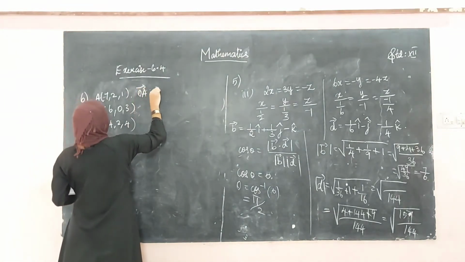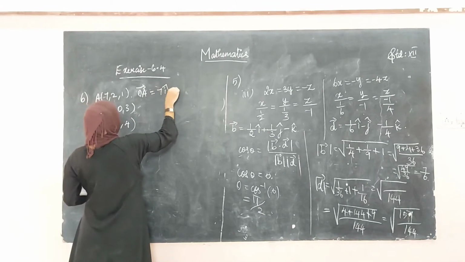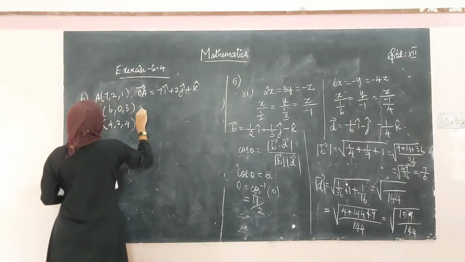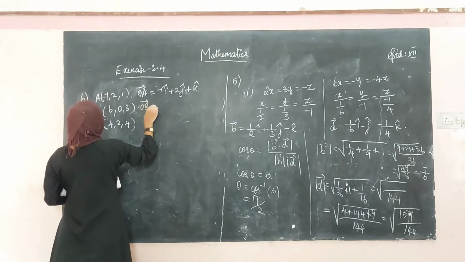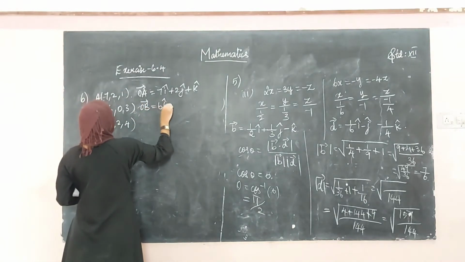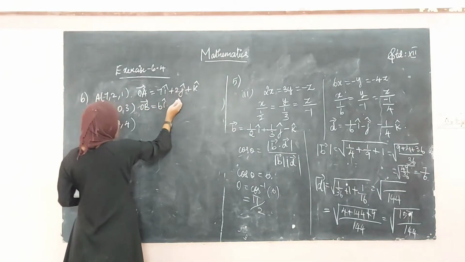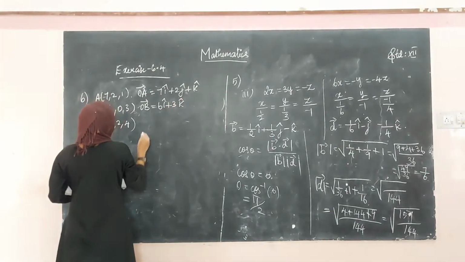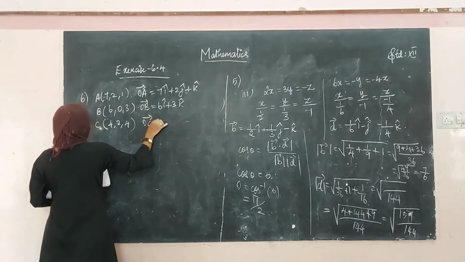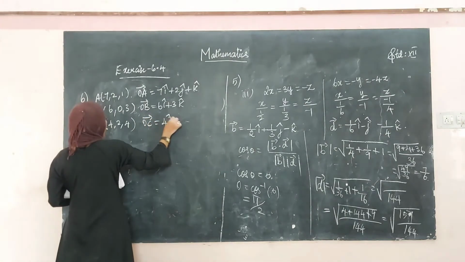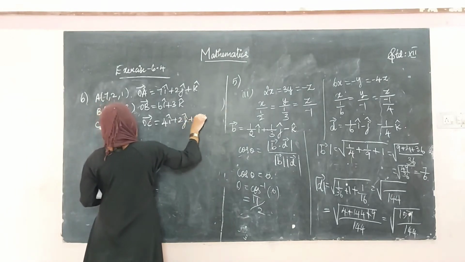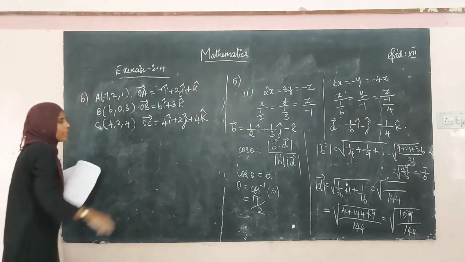OA vector is equal to 7 i cap plus 2 j cap plus k cap. And then OB vector is equal to 6 i cap plus 0 into j cap, so you don't need to write that, plus 3 k cap. And OC vector is equal to 4 i cap plus 2 j cap plus 4 k cap. We are using these points to write the vectors.